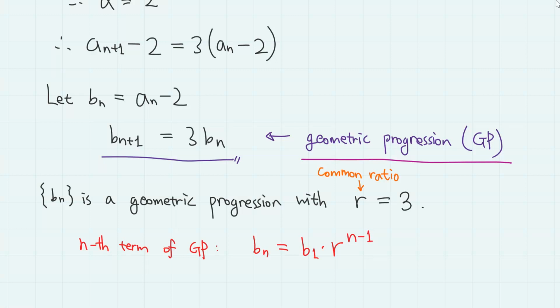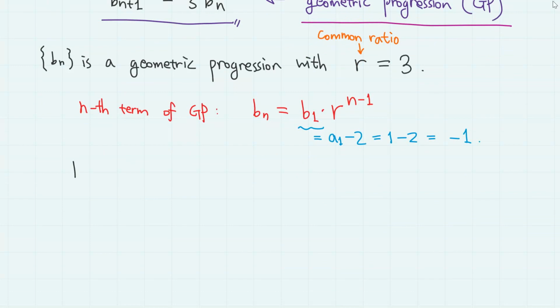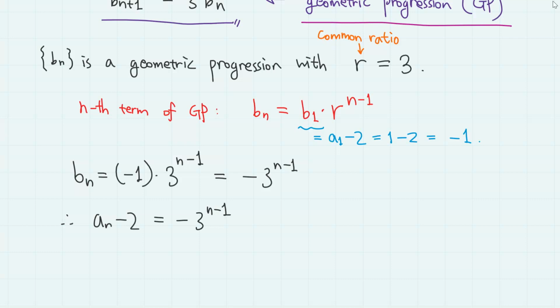And in our problem, b_1 is given as a_1 minus 2, which is 1 minus 2, which is minus 1. Therefore, b_n equals first term minus 1 times common ratio 3 to the power of n minus 1, which can be written as minus 3 to the power of n minus 1. This means that a_n minus 2 equals minus 3 to the power of n minus 1, which means that a_n equals 2 minus 3 to the power of n minus 1.